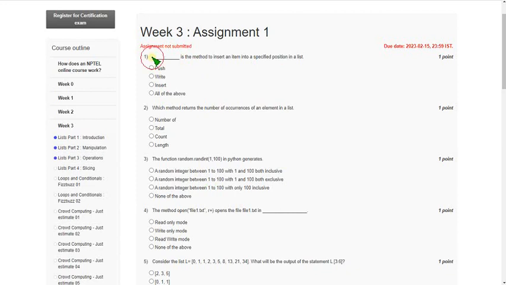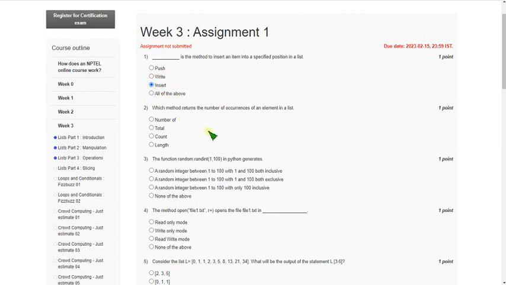First question: which is the method to insert an item into a specified position in a list? The answer for the first question is option 3, that means insert. Push is used to insert an item at the top of the stack, but not in a specified position. So it is the insert method.